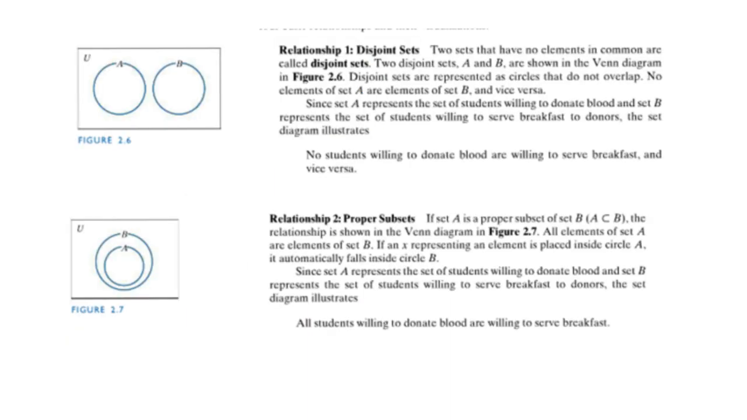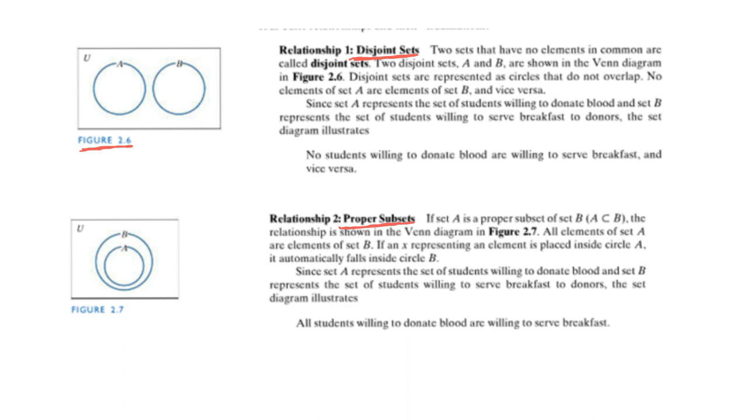There are 4 types of relationships that can be shown using a Venn diagram. The first one is called disjoint sets. Disjoint sets look like figure 2.6, where you have 2 separate circles. They do not touch or overlap, but they are contained in the universal set. Disjoint sets. The second one is a proper subset, and we know what a proper subset is.